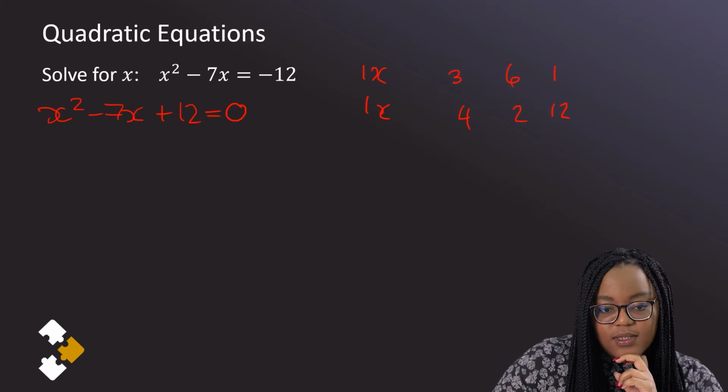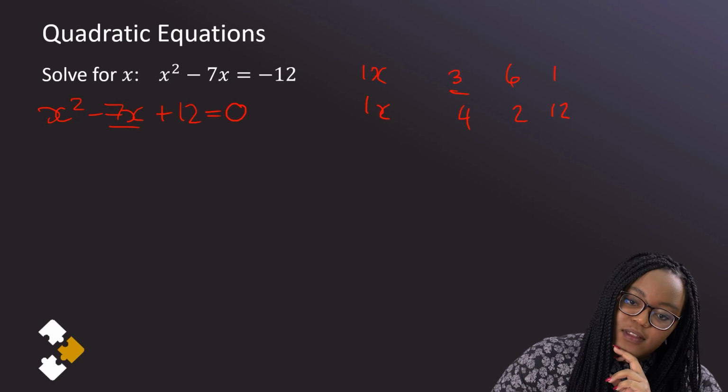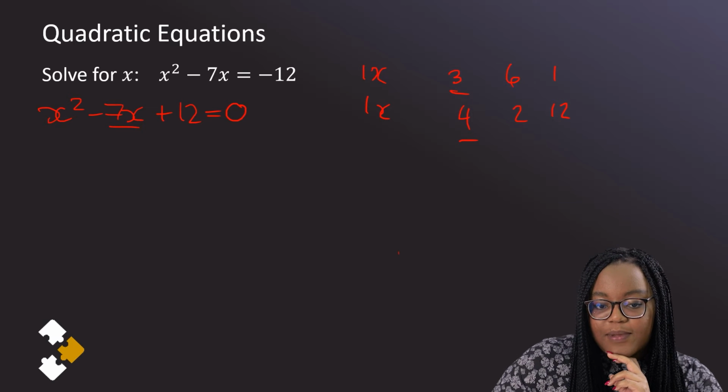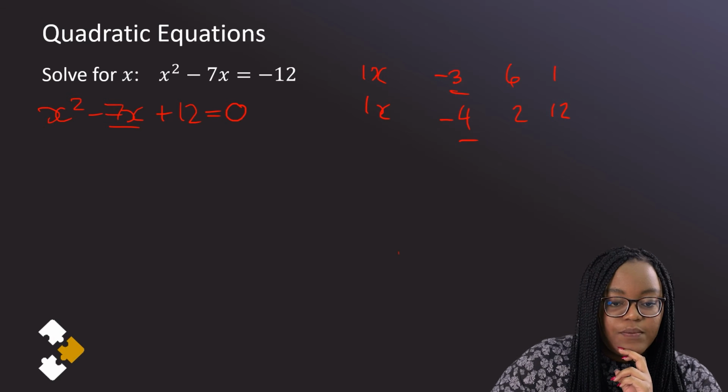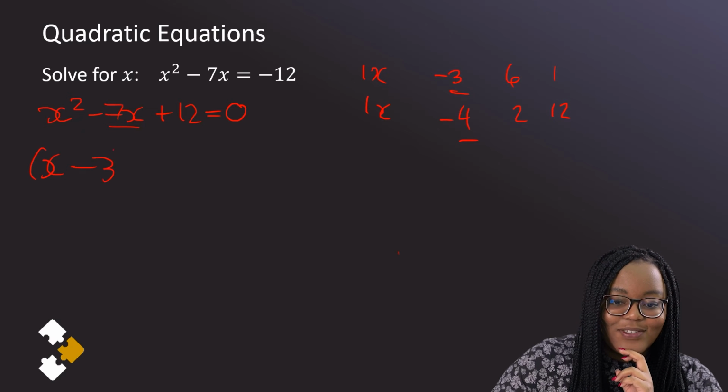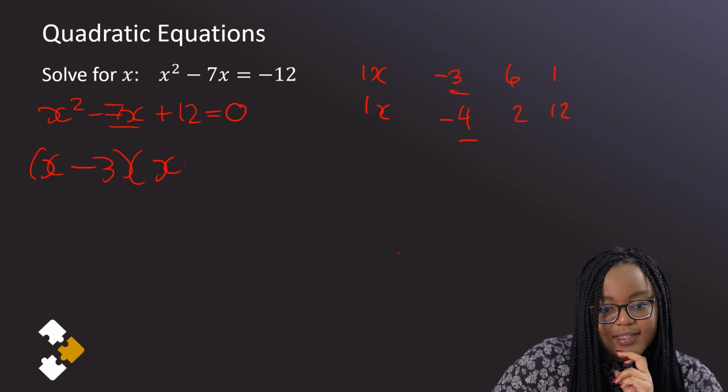Through practice we'll see that because we want to find the factors that are going to add up to this middle number, 7x, when we multiply across, our optimal choices are going to be 3 and 4. And because we want a negative 7x, we're going to make those negative 3 and negative 4. Therefore, our final product is going to be x minus 3, x minus 4 is equal to 0.